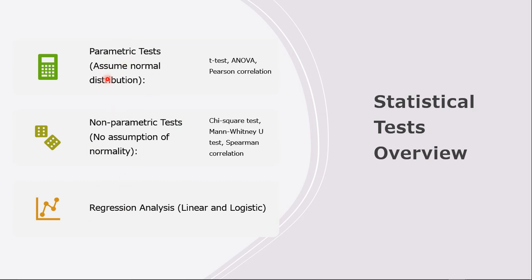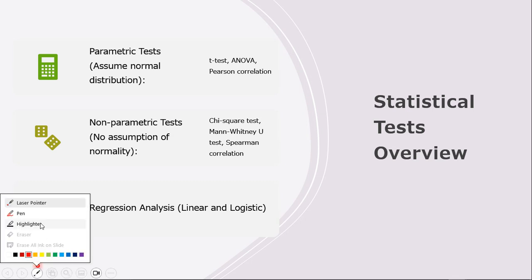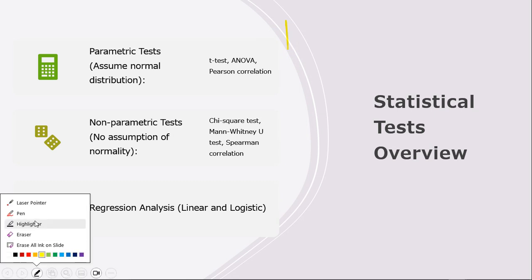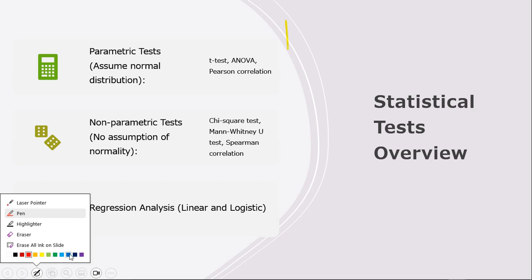What are parametric tests? When do we do parametric tests? So when our data is normally distributed. What do I mean our data is normally distributed? So, okay, let me get a pen. Now, and of course, I'll use color blue. Red might be very unusual here.